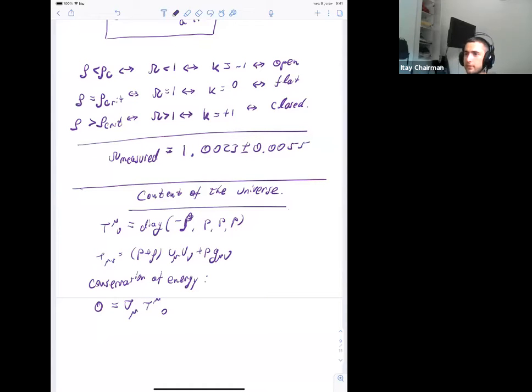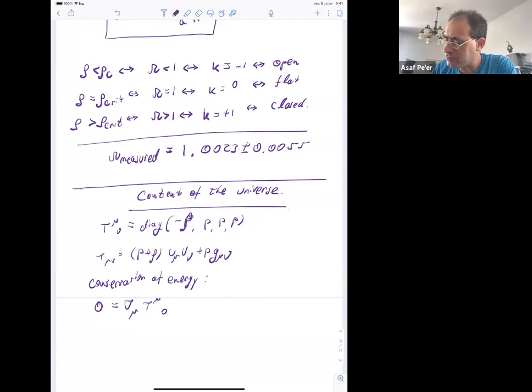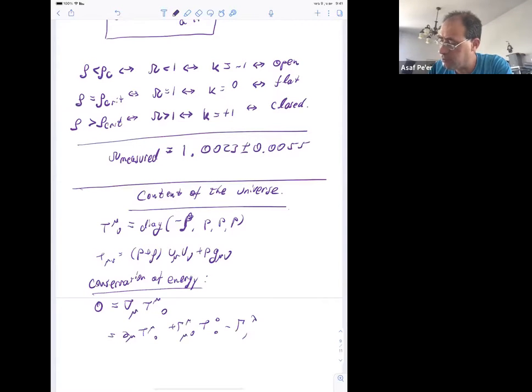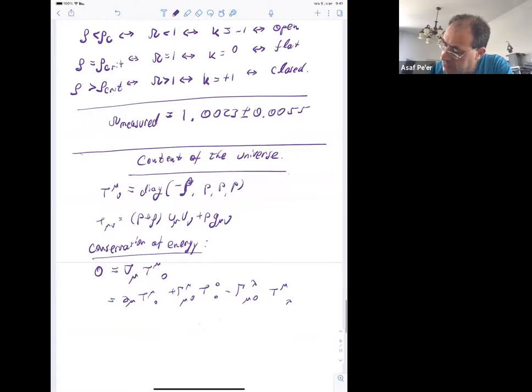Okay, good. So this is the conservation of energy. This is how the conservation of energy equation looks in covariant form. This is just d mu T^mu 0 plus Gamma^mu_{lambda 0} T^lambda 0 minus Gamma^lambda_{mu lambda} T^mu lambda. That should be familiar to you, right? We did the covariant derivative here. So just plug it in. This is just T mu 0. We're just going to get minus T 0 rho.